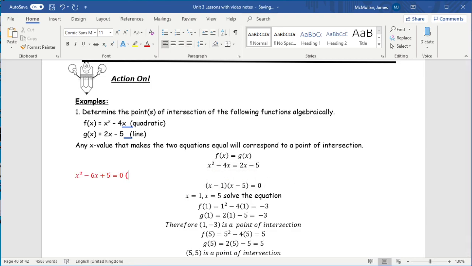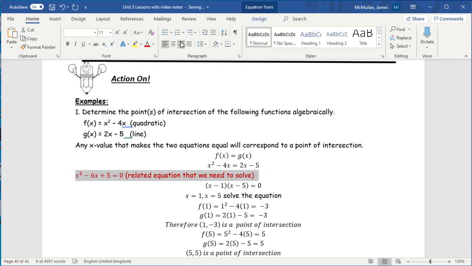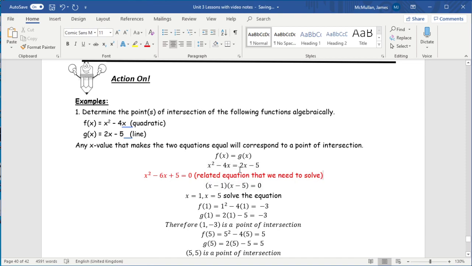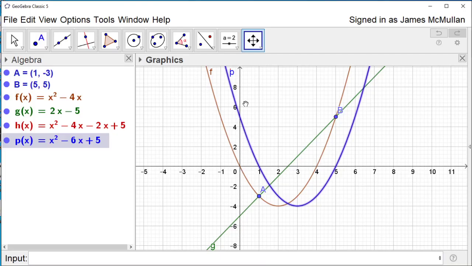So this is the related equation that we need to solve. The related equation, all that means is just one side is equal to 0, right? It just means we moved everything over. But I don't want you to find the x-intercepts of the original parabola. That isn't going to help you.